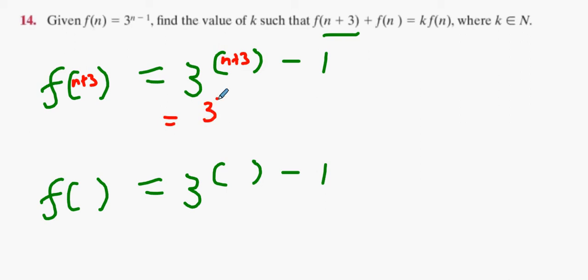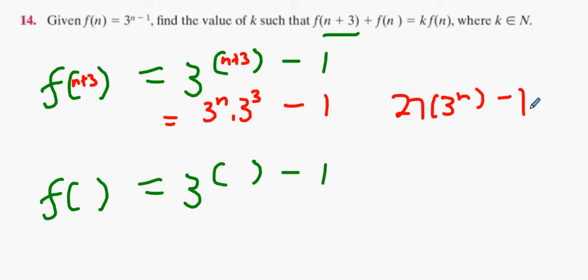3 to the power of n and 3 to the power of 3 is not 9, but it's 27. Now, 3 to the power of 3 is 27, so it's 27 times 3 to the power of n take away 1. Alright. How about the next one? We just need n, that's no big deal. It's a handy one. Now, add the two of them together. So it's going to be 27 times 3 to the power of n take away 1 plus 3 to the power of n take away 1.